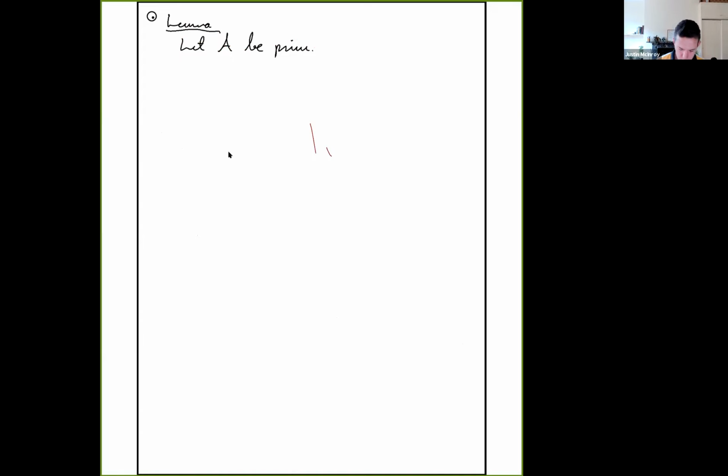Oh. I've got some odd red lines on my screen which I'm showing, but they don't show up on my thing. That's very odd.